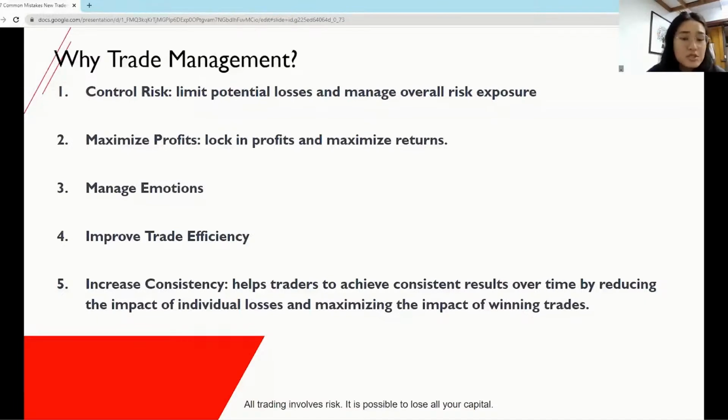Third, managing emotions. So the discipline and structure that trade management provides can help traders to stay calm and rational even in volatile markets. So this can help prevent impulsive decisions driven by fear or greed. And next, we have improved trade efficiency. So by having a well-defined trade management plan, traders can make more informed decisions and avoid the cost and time of having to constantly monitor and adjust their positions. And lastly, increased consistency, which we've already mentioned earlier.